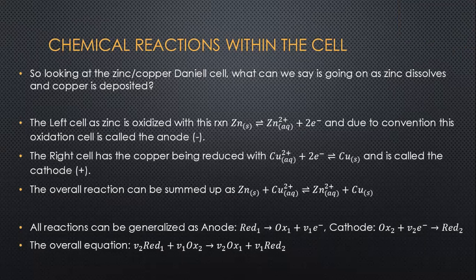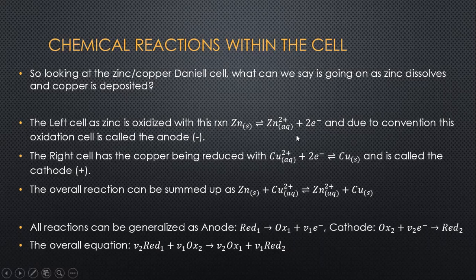So remember back to our zinc-copper Daniell cell. We say what is going on is the zinc dissolves and copper is deposited. What is actually occurring? So in the left cell, zinc is oxidized, following the reaction: zinc solid goes to Zn2+ and 2 electrons. Due to the convention, this oxidation cell is called the anode.